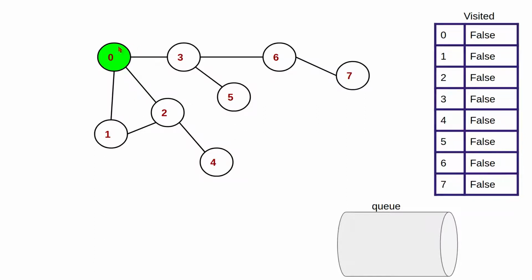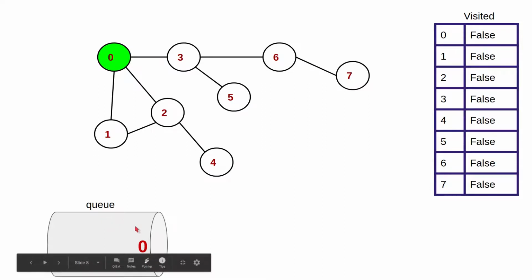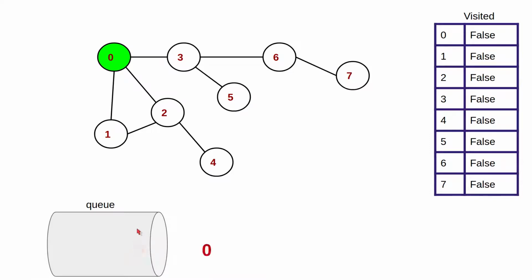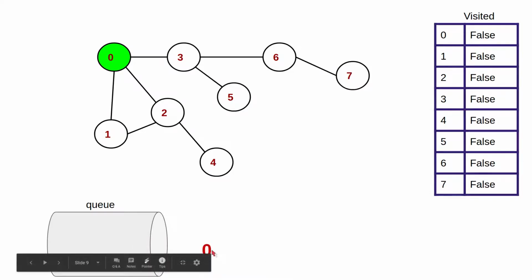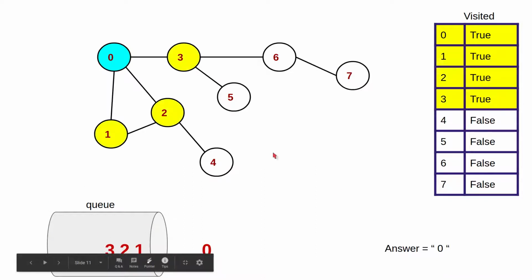So let's start. In case of BFS, we have to define a root or a start node. So we'll have 0 as the start node over here. First, the 0 will get added into the queue. It will get dequeued and the adjacent nodes of 0 will be explored. So 0 got dequeued, it will be marked as visited and it will get added into the answer string. Its adjacent nodes will get explored, that is 1, 2 and 3. They will get added into the queue and marked as visited.